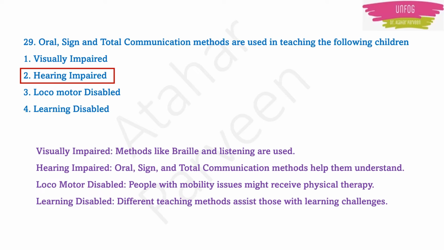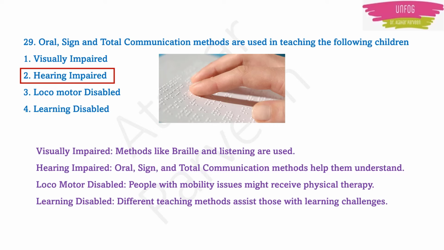Actually, visually impaired means people who cannot see properly, right? So methods like braille and listening are used to teach this type of children. Then hearing impaired means oral, sign and total communication methods are enough to help them understand. Then for locomotor disabled persons, people with mobility issues, they might receive some physical therapy maybe. Okay, and then learning disabled, for this type of children many different types of teaching methods are there which help these children with learning challenges. Okay.